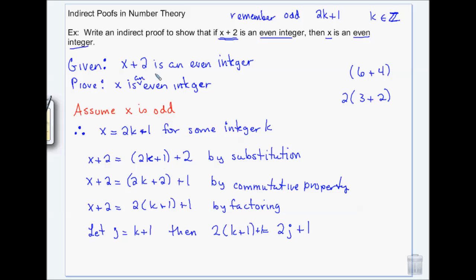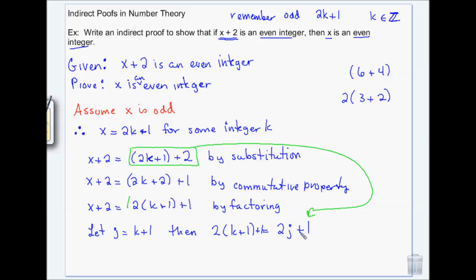I've been told that x plus 2 is even, and that leads me to x being even. Well, I'm going to assume x is odd, and use that to show that x plus 2 would also be odd. And then that's a contradiction. I'm trying to contradict things. What I was trying to do is make this look like that.